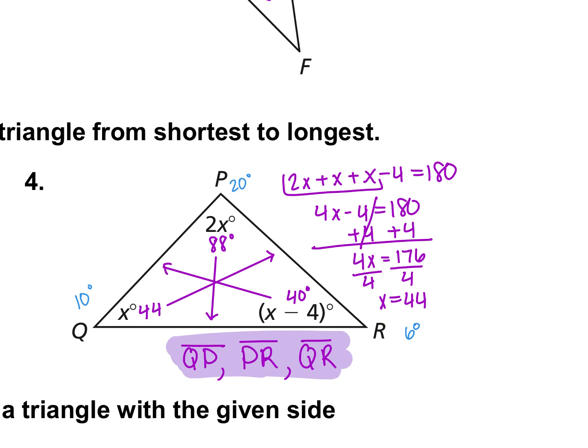Question. Yes. You said 180 plus 4 equals 176. You're right. It should have been 4x minus 4 equals 180. You added 4 to both sides, and then you got 176. No, it shouldn't have been 176. Oh, that's my mistake. I'll have to change it on the PDF. But regardless, it should still work out the same and give you the same answer.